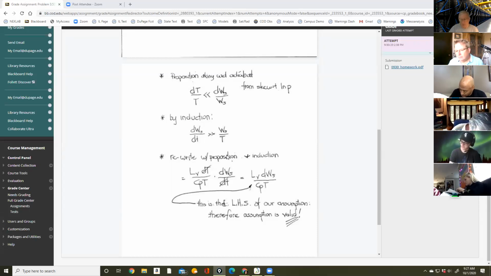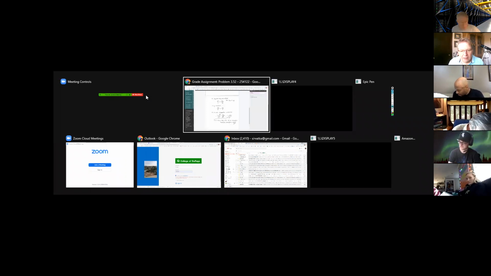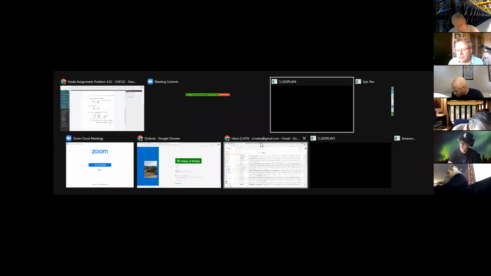85. And now on page 85, we go back here. Where's my epic pen? There we go. We had this, so I'm just going to redo it a little bit. LV over CPT times dW sub S is equal to d theta over theta.